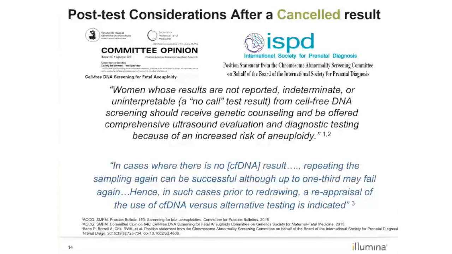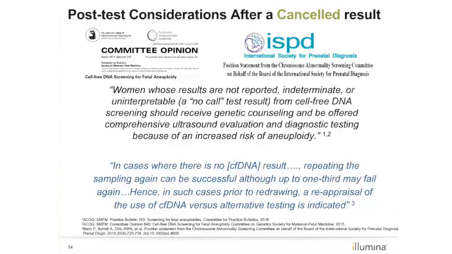For this reason, the ACOG practice bulletin on aneuploidy screening and the committee opinion on NIPT state that women whose results are not reported, indeterminate, or uninterpretable, meaning a no-call result, from cell-free DNA screening should be offered genetic counseling, comprehensive ultrasound evaluation, and diagnostic testing because of an increased risk of aneuploidy.